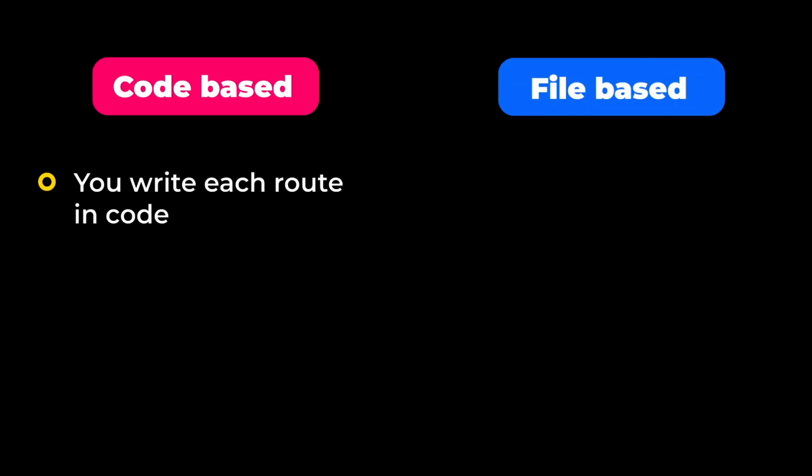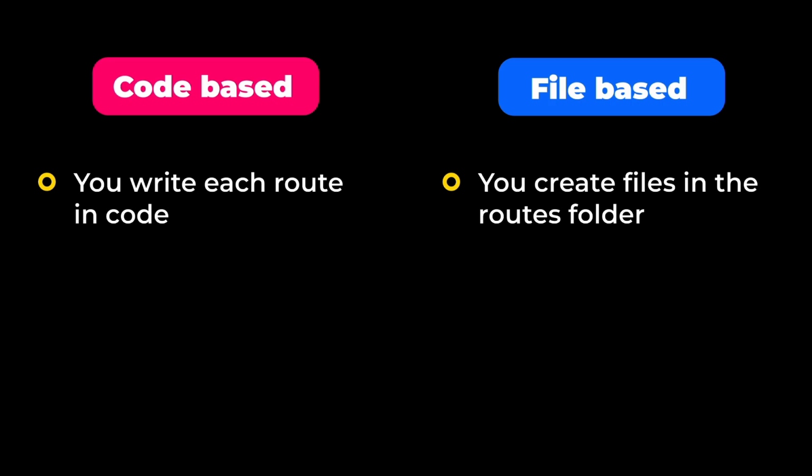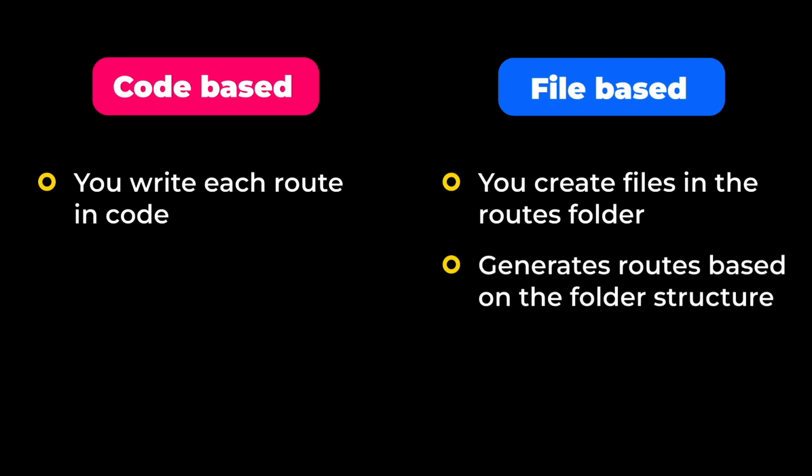Now, there are two ways to handle routing. One is code-based, and the other is file-based. With code-based routing, you write each route yourself. However, in file-based routing, you don't have to write any code. Instead, you create files inside a routes folder, and TanStack Router automatically generates your routes based on your folder structure. Now, TanStack Router recommends file-based routing, and that's why in this course we will focus only on that.